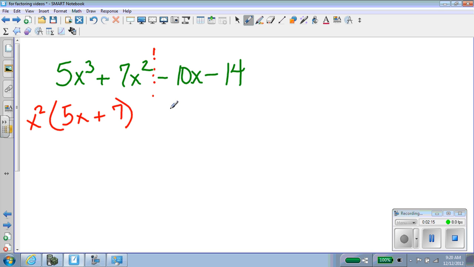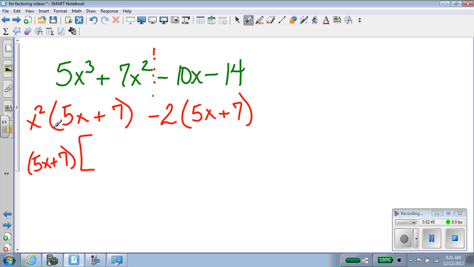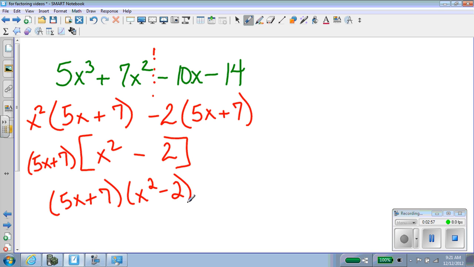These next 2 have 2 in common, but if I just factor out the 2, I'm going to have negative 5x minus 7, which isn't the same as 5x plus 7. So I'm actually going to factor out negative 2. That will leave me with positive 5x plus 7. Then 5x plus 7 and 5x plus 7 common to both, 5x plus 7, leaving me with x squared minus 2. So my final answer, 5x plus 7 times x squared minus 2.